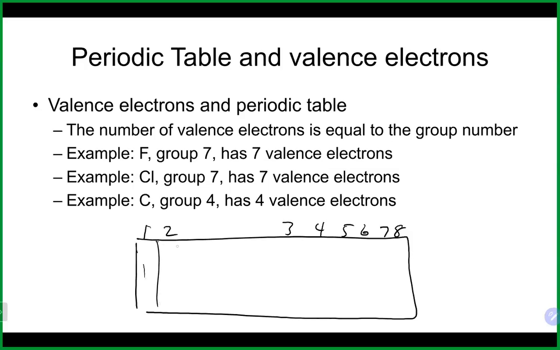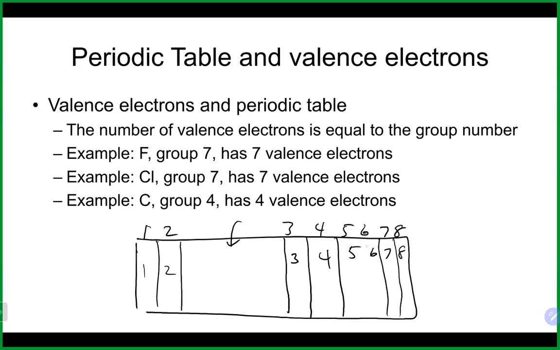Everybody in group 1 has 1 valence electron. Everybody in group 2 has 2. We're going to skip the middle part here. This is going to be group 3 has 3, 4, 5, 6, 7, and 8 valence electrons. So that is a much, much faster way to figure out valence electrons.